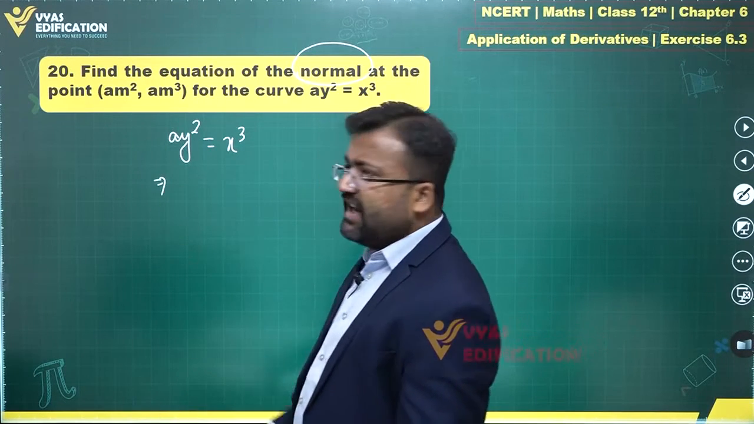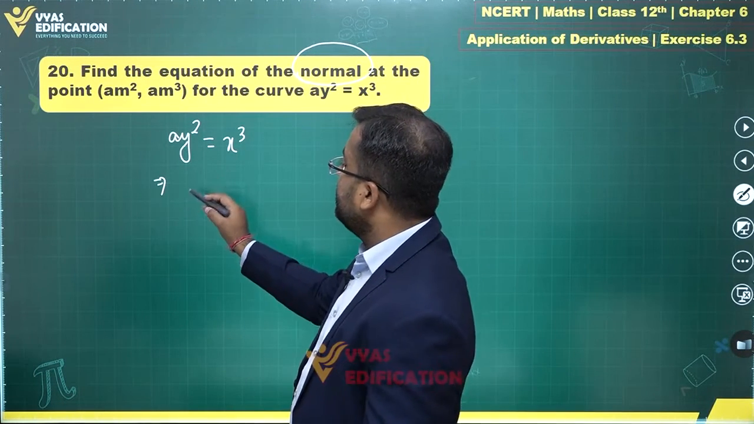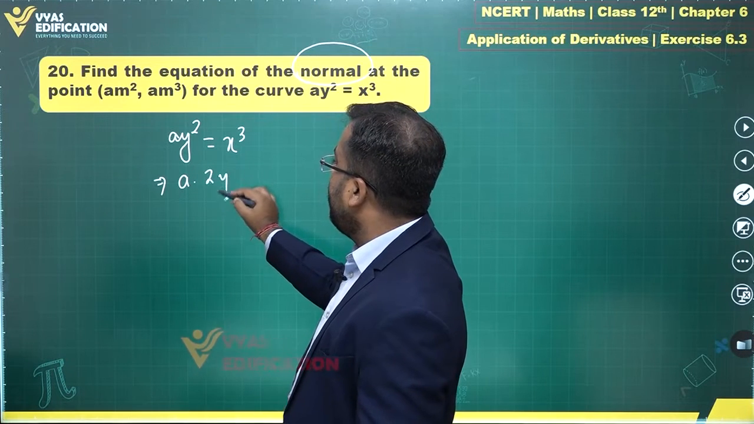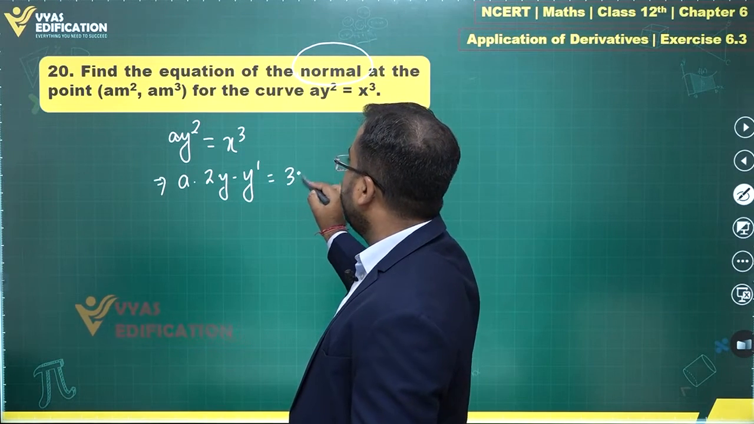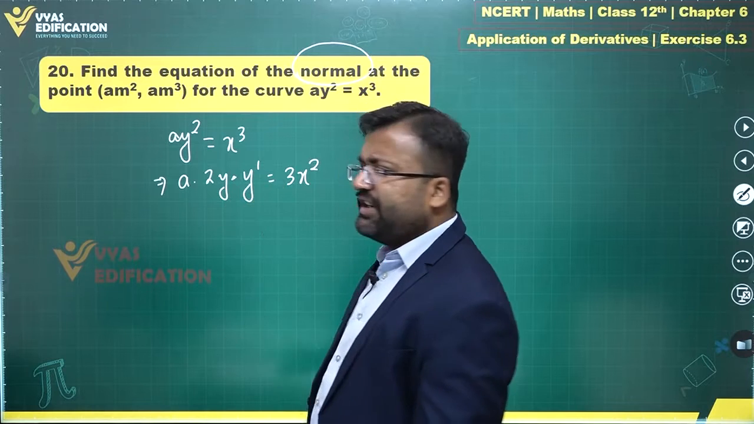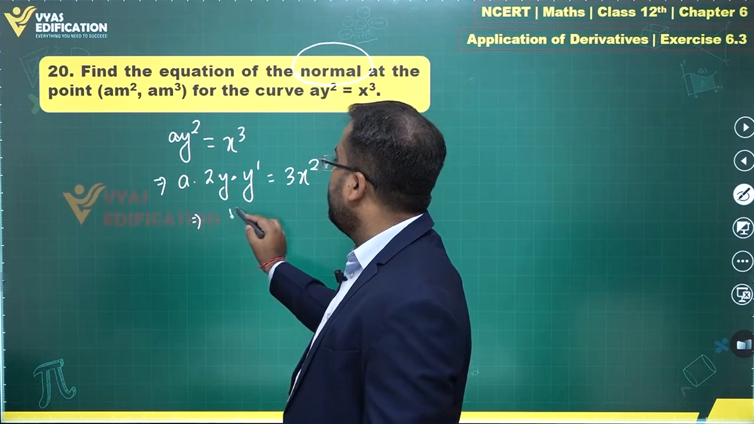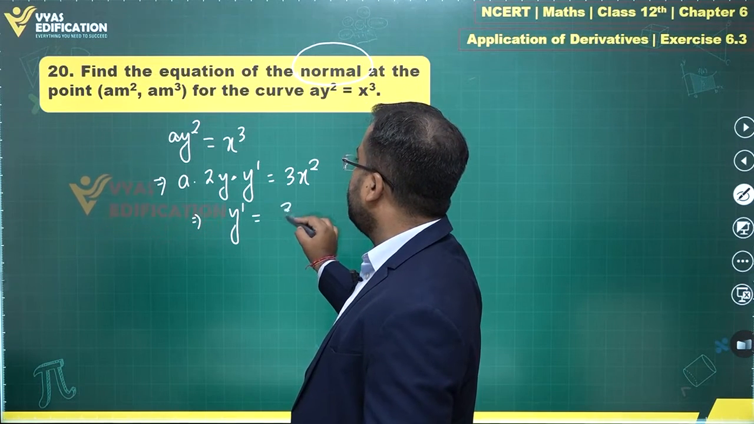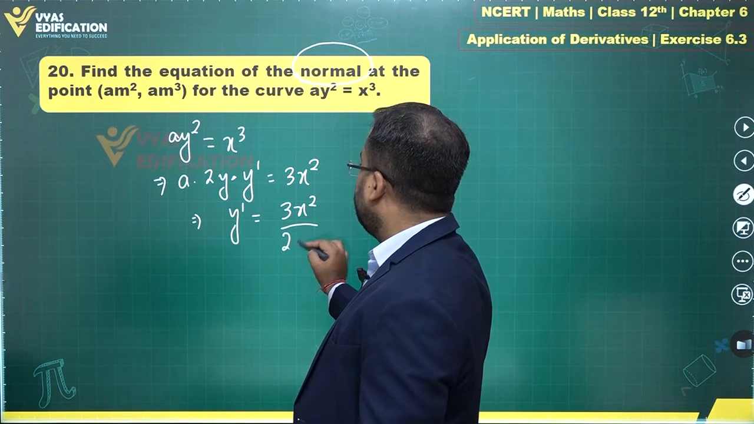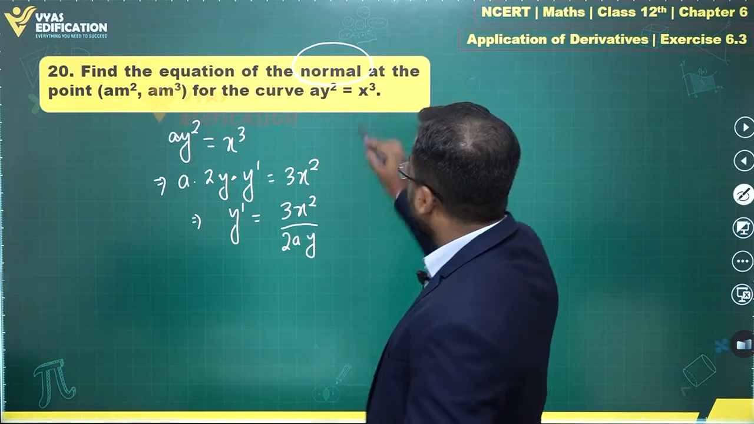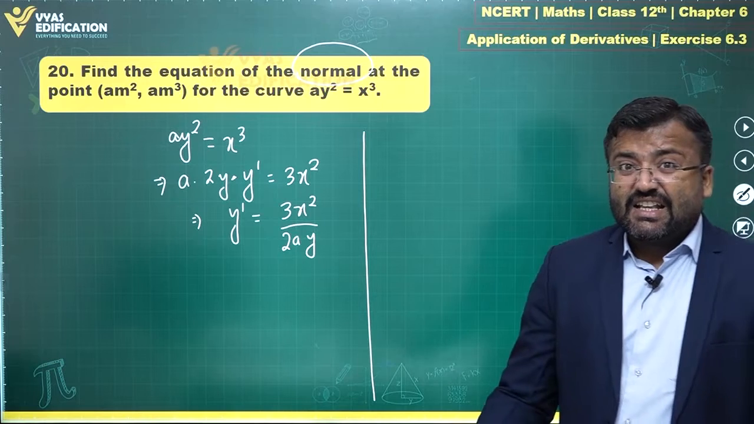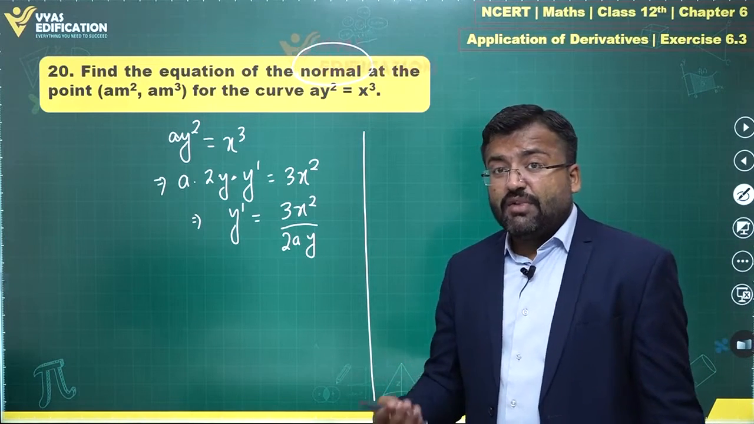Can you easily find the derivative? Yes, we can easily do that. a times 2y y prime is equal to 3x power 2. By differentiating with respect to x, this is what you get. y prime is equal to 3x square over 2ay. Okay, this is the derivative that will give me the slope of tangent.